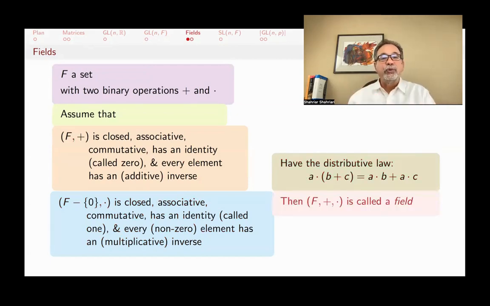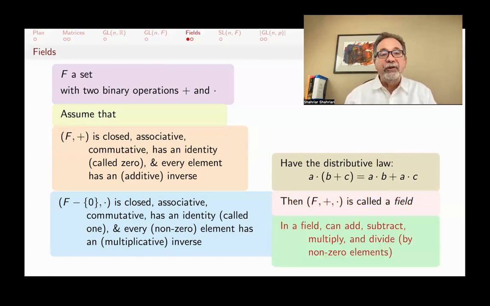Again, fields are things that we will study in detail in lectures on field theory. But for now, any place where you can do all four operations, where you can add, subtract, multiply, and divide by non-zero elements, that's called a field. You have all four arithmetic operations. And those can be the entries in your matrices.